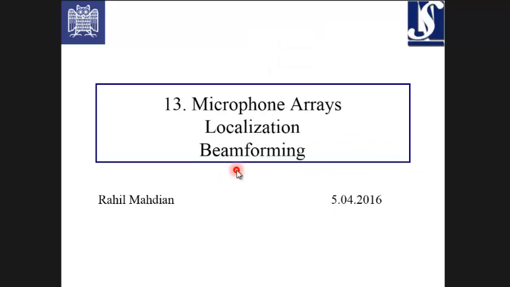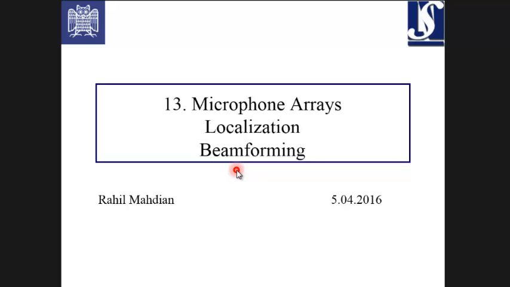Okay, so after a long journey from the basics of the DSP theory and going to the random signals, now you're coming to multiple sensors. So if we have multiple sensors, do we have any gains out of that or not?